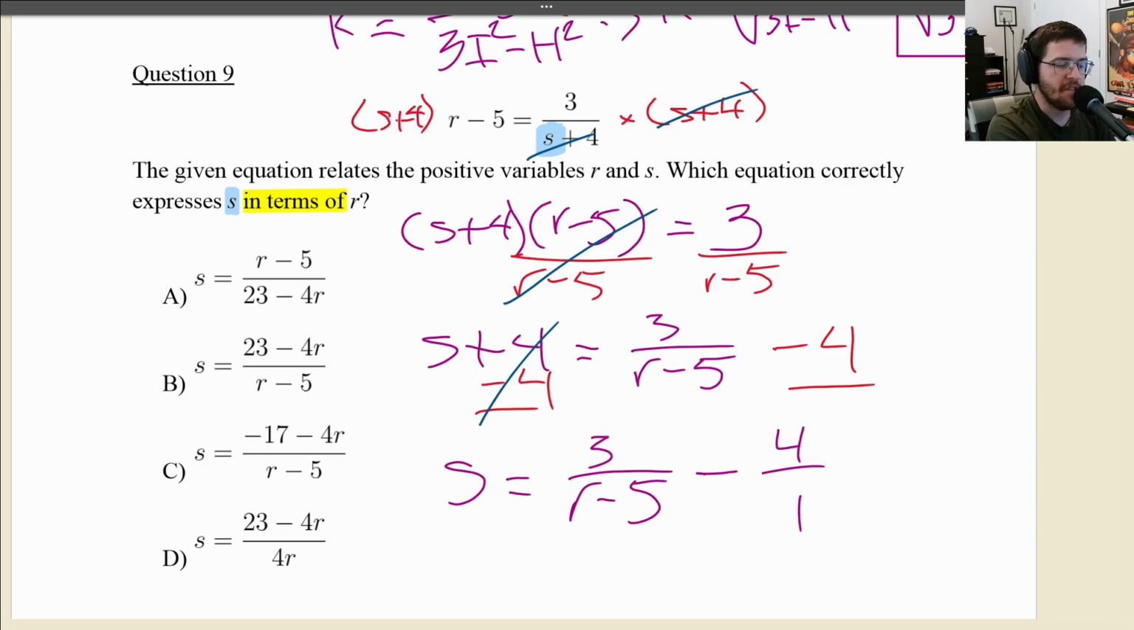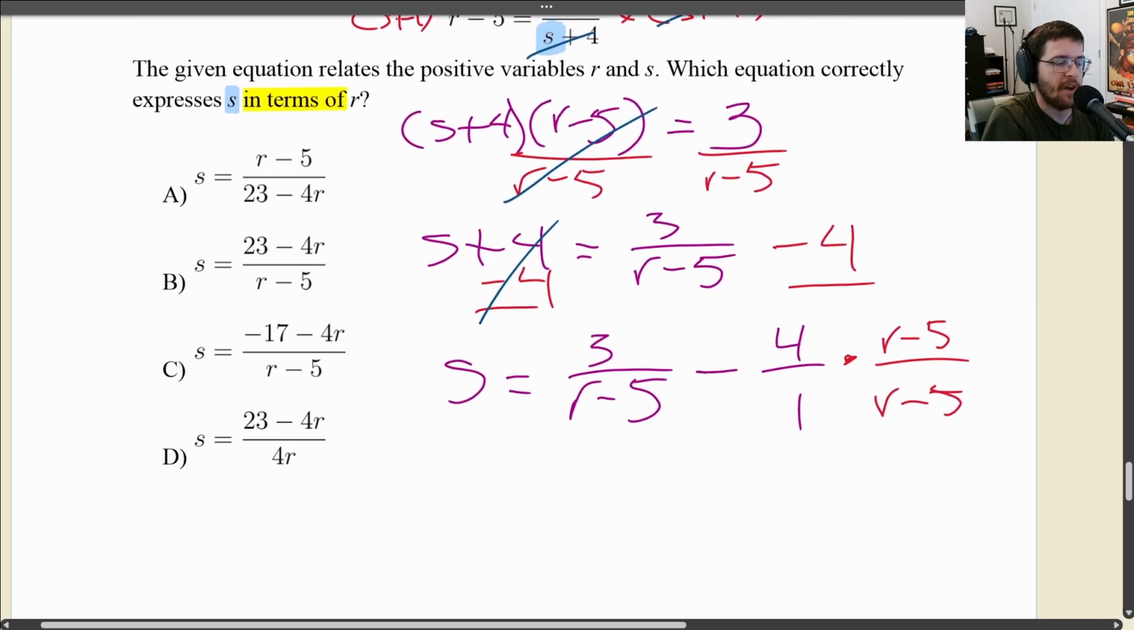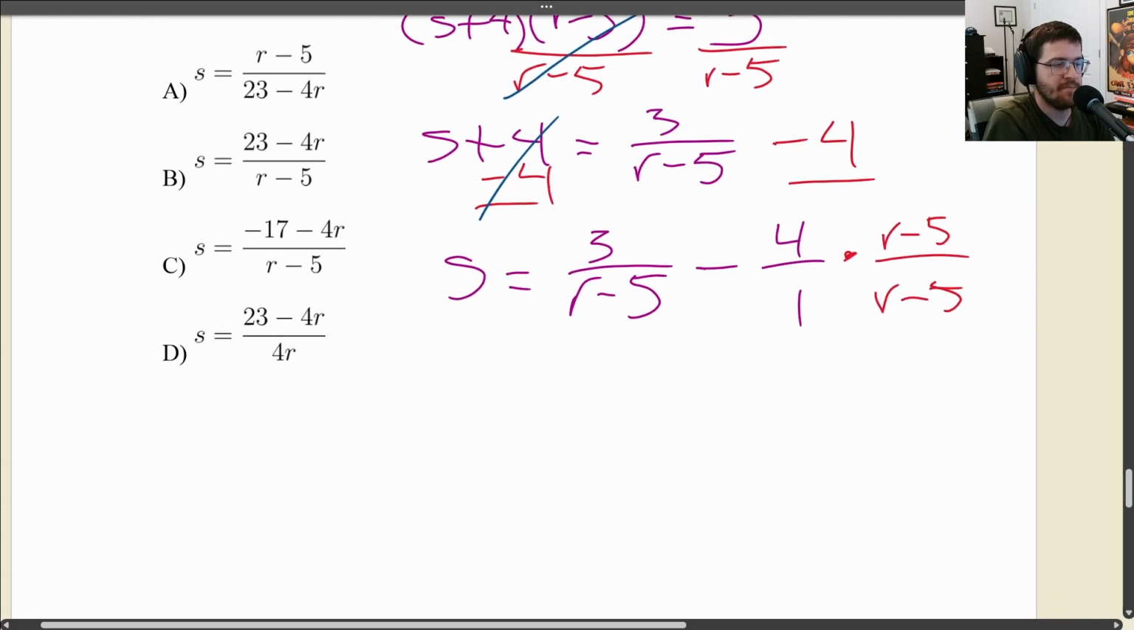And the LCD, the least common denominator, is just r minus 5, right? 1 is just a nothing burger, doesn't do anything. So what we're going to do to turn this guy into an r minus 5 denominator is multiply the top and the bottom by the quantity r minus 5. So we're not even really doing algebra operations. We are, but it's more simplifying. We've already got the s isolated, right?